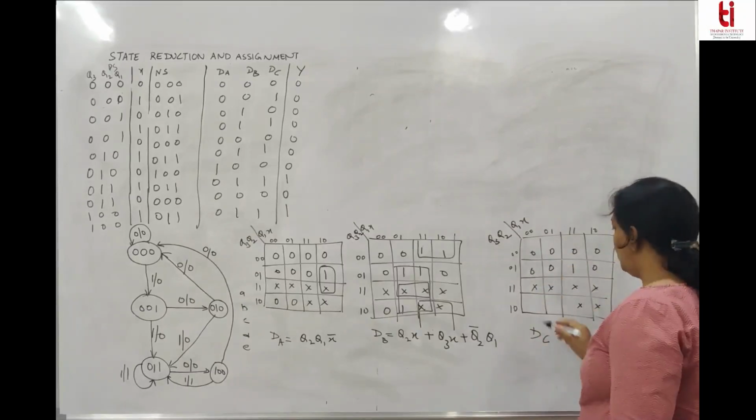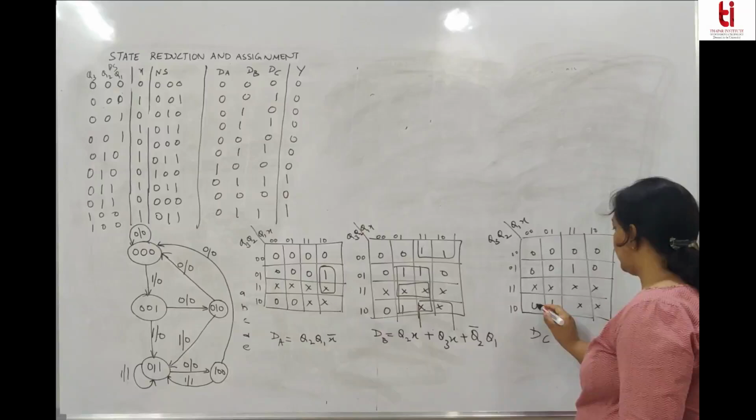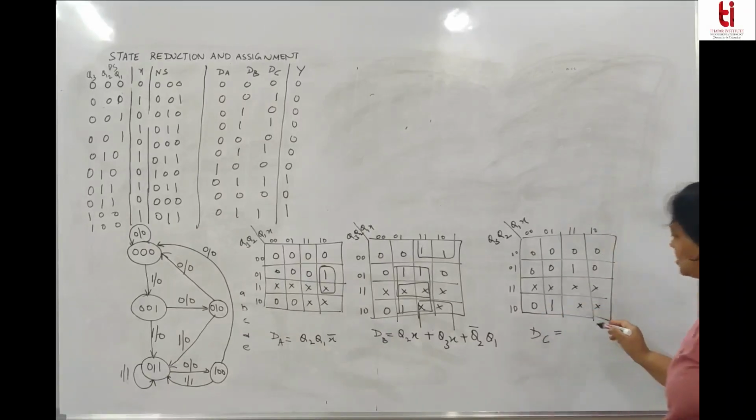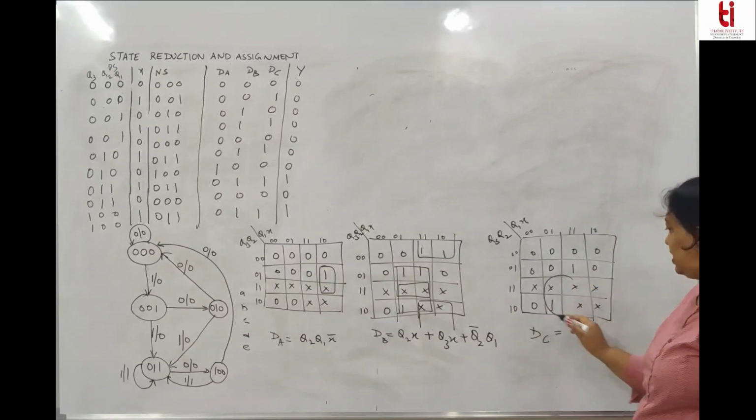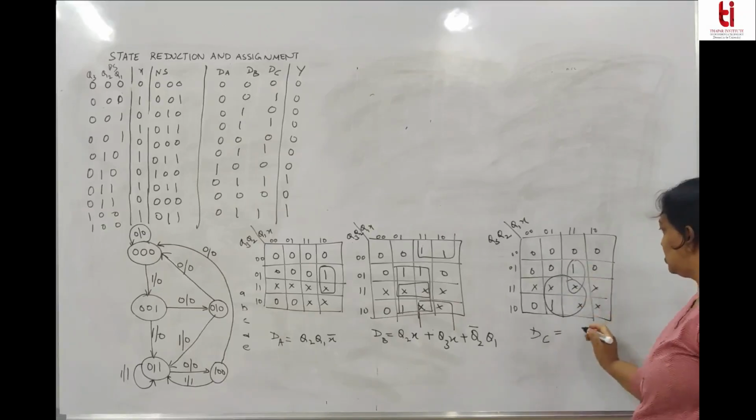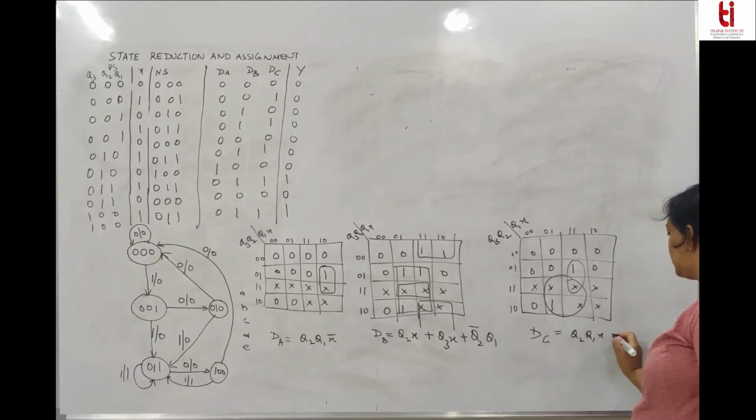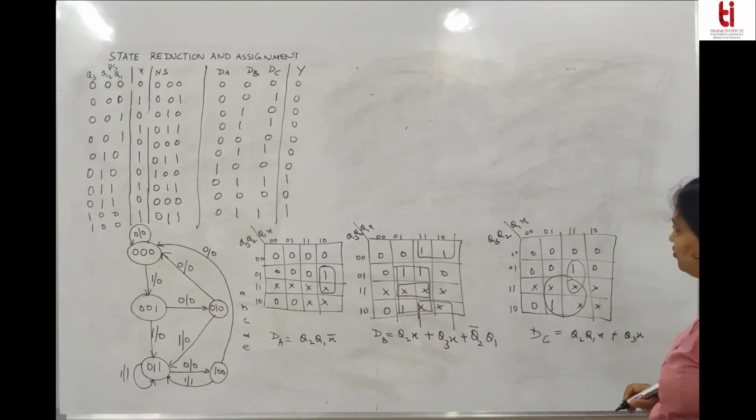And 1, 0, 0, 1 is 1. So if you see this is 1 and this is another. So it is Q2, Q1 X, Q3, Q1 into X. So these are the 3 equations of DA, DB, DC.